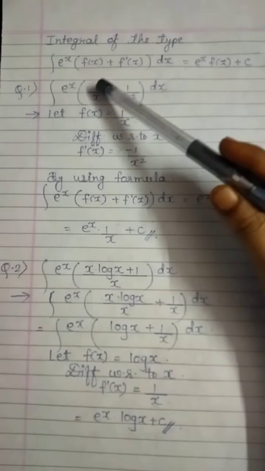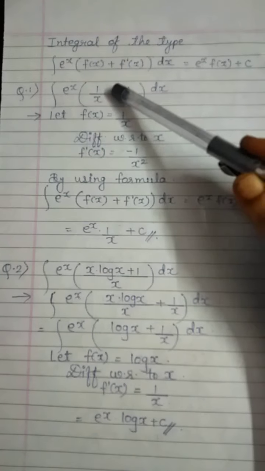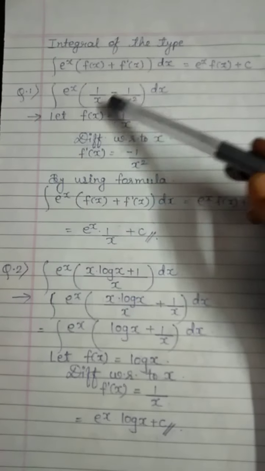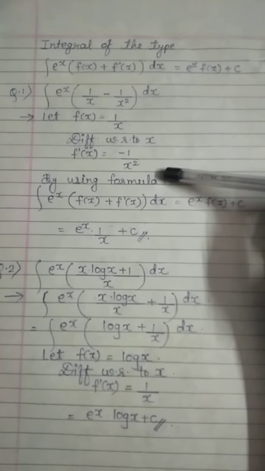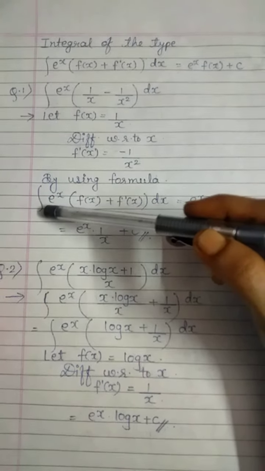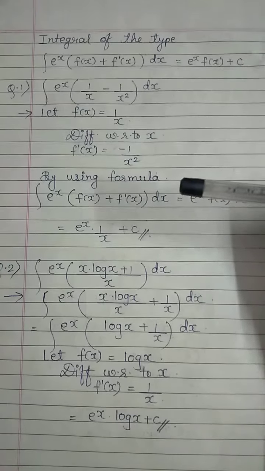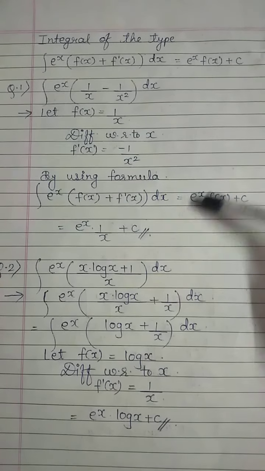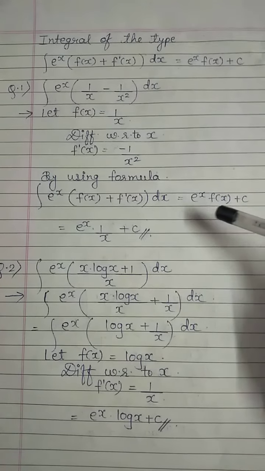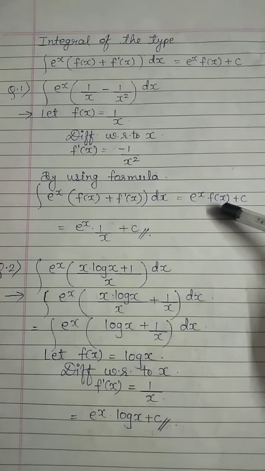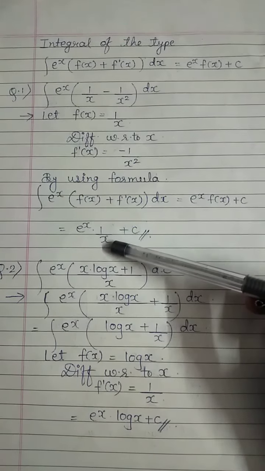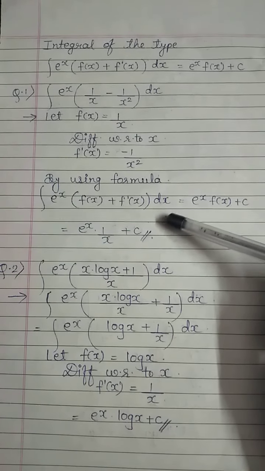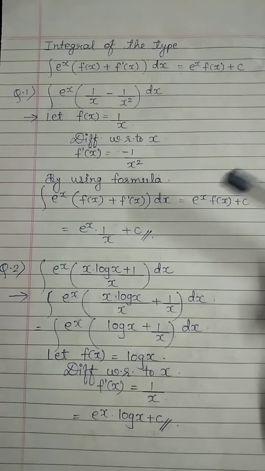That means the function and its derivative is present in the given question. So by using the formula that if the integral is of this type, then we can write the answer as e raised to x into f of x. Since here f of x is 1 upon x, we can write the answer as e raised to x into 1 upon x plus c, where c is the constant of integration.